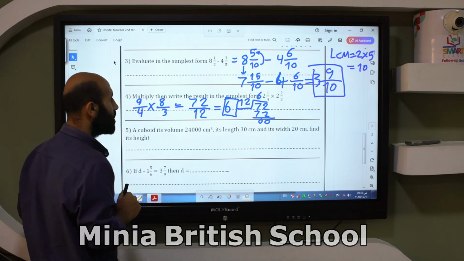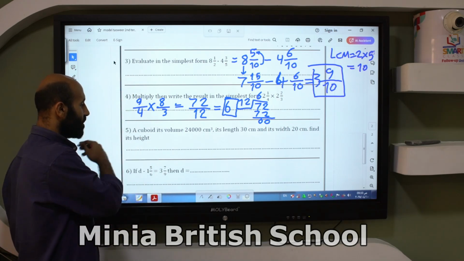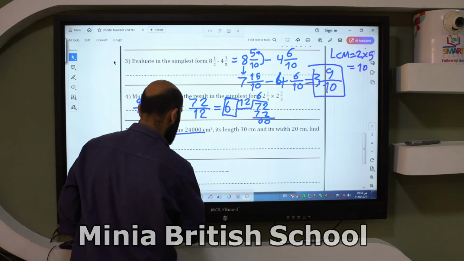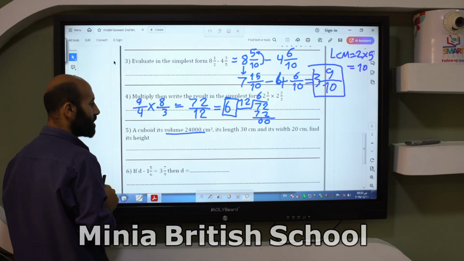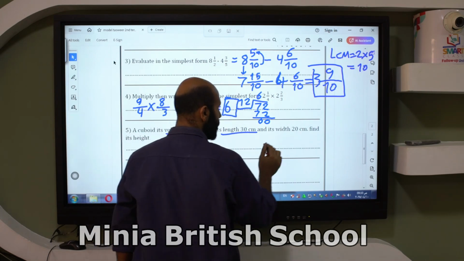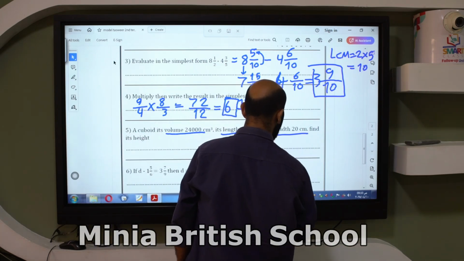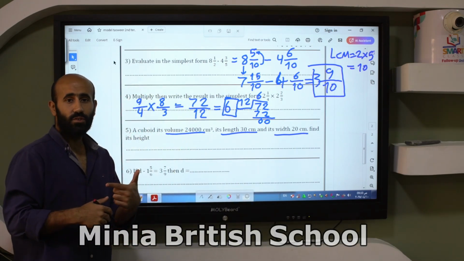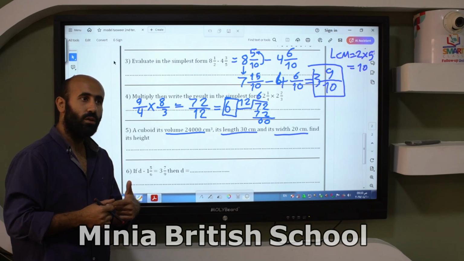Did you get it? Good, let's get to the next one. A cuboid, its volume equals 24,000 cubic centimeters. Its length equals 30 centimeters and its width equals 20 centimeters. Find the height. Okay, this is the reverse of the volume rule, okay?